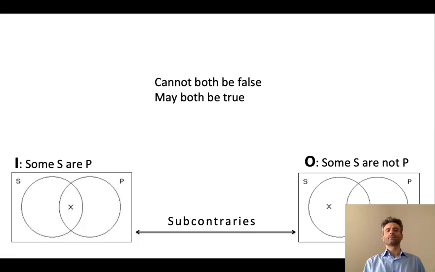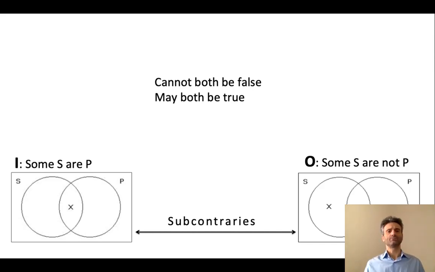On the other hand, the particular statements I and O are sub-contraries. Sub-contraries means that they cannot both be false. So it's the reverse of the contraries. Sub-contraries cannot both be false. They may both be true. Suppose that, again, let's use the banana example. Since some bananas are yellow and some bananas are not yellow, both I and O can be true.